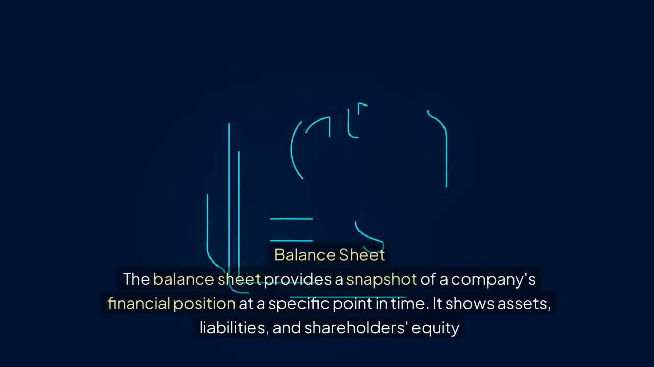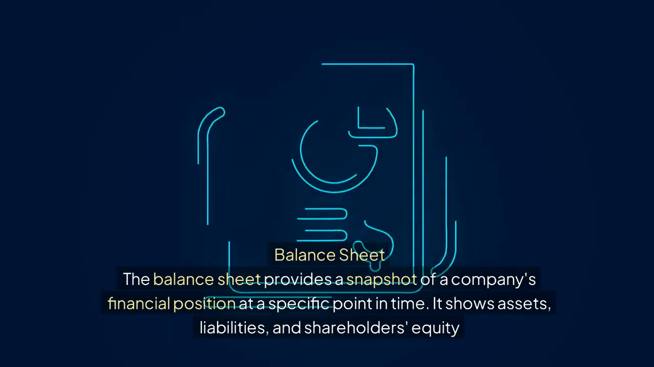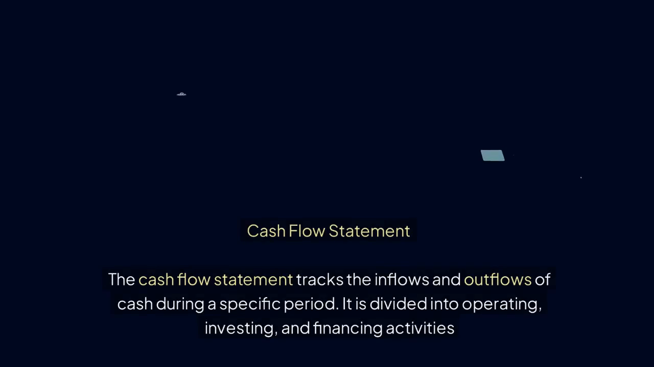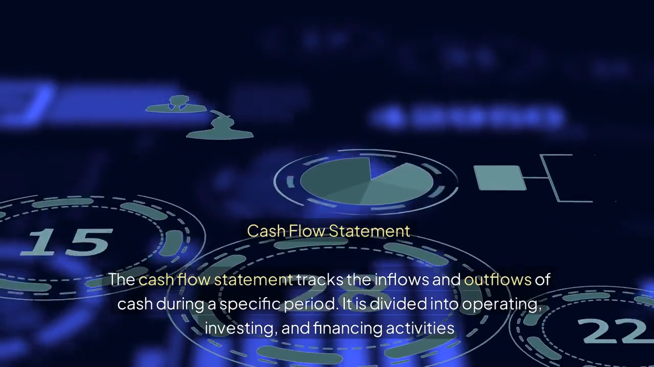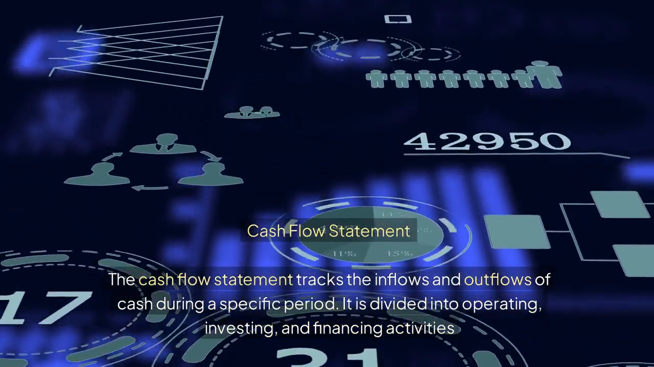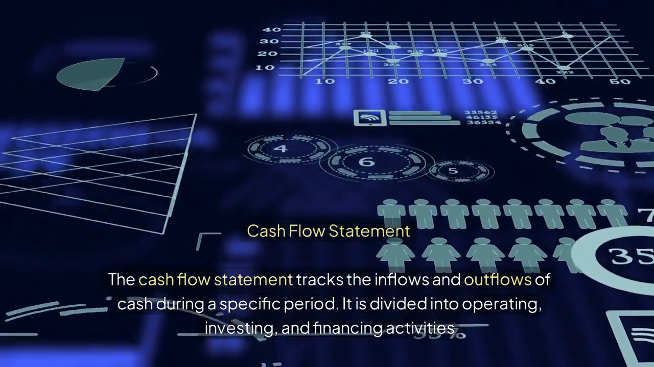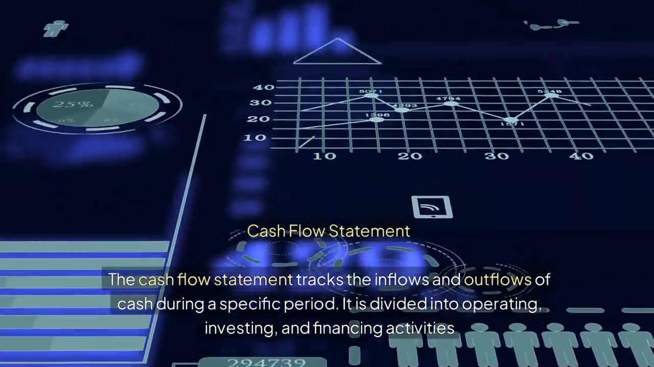Balance sheet. The balance sheet provides a snapshot of a company's financial position at a specific point in time. It shows assets, liabilities, and shareholders' equity. Cash flow statement. The cash flow statement tracks the inflows and outflows of cash during a specific period. It is divided into operating, investing, and financing activities.